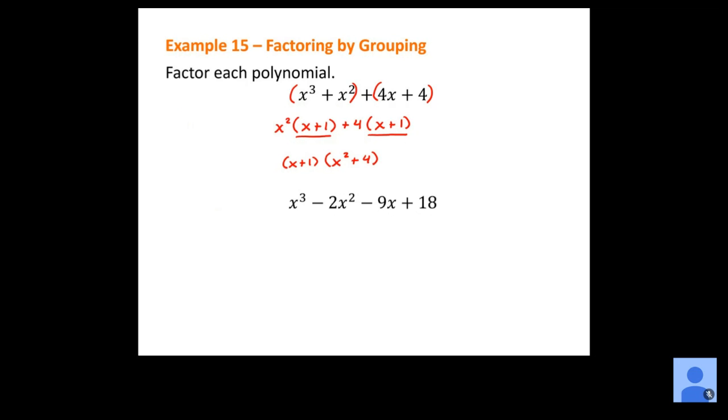So whenever you're doing grouping, we're basically grouping 2 terms together, factoring out what they have in common, and then looking to see, does that create any common factors, like the x + 1 here, that we can then bring to the front. Now again, always look to see, can we factor any further? In this case, x squared + 4 is a sum of squares. That does not factor any further, and so this would be our final answer.